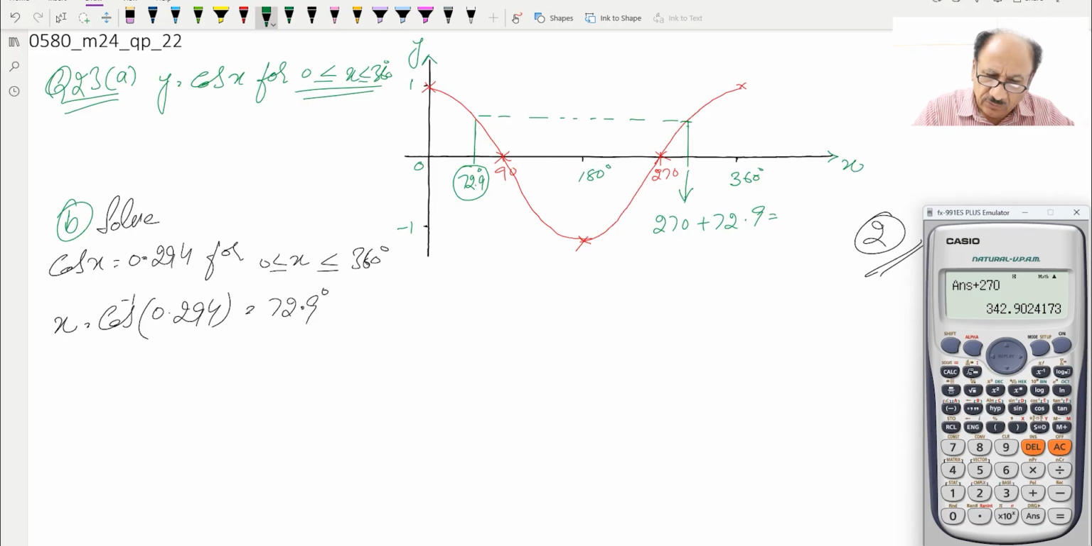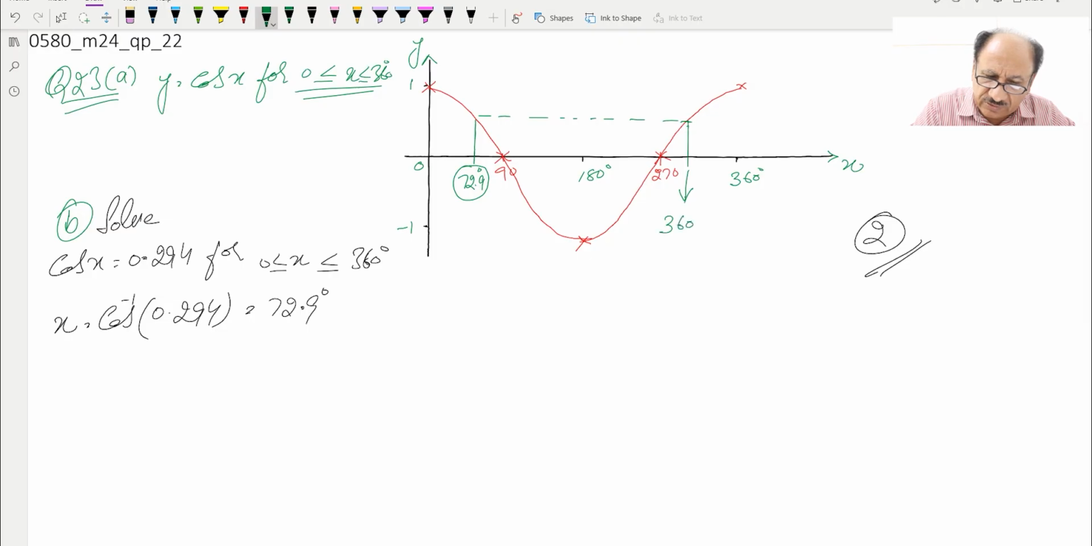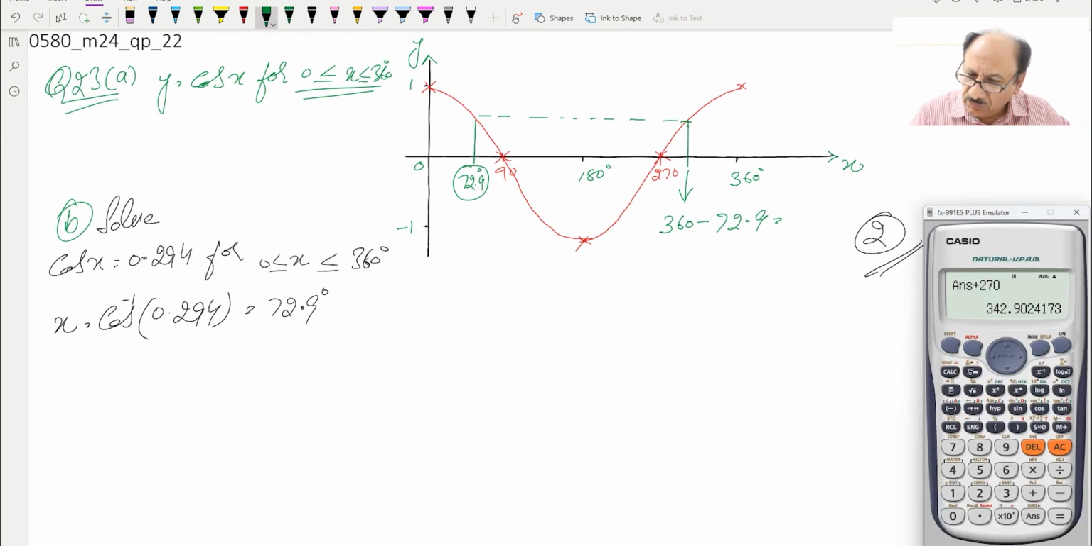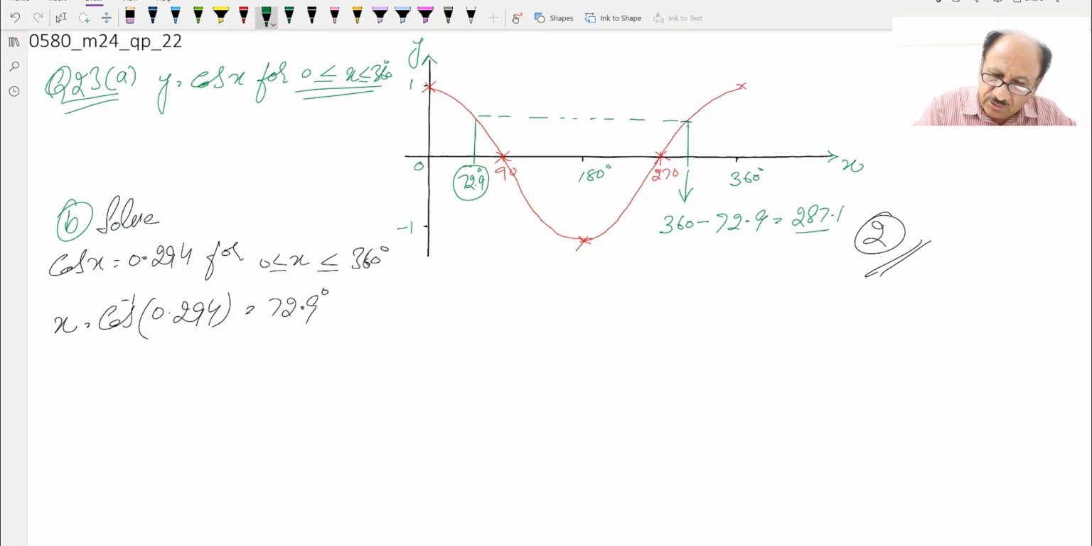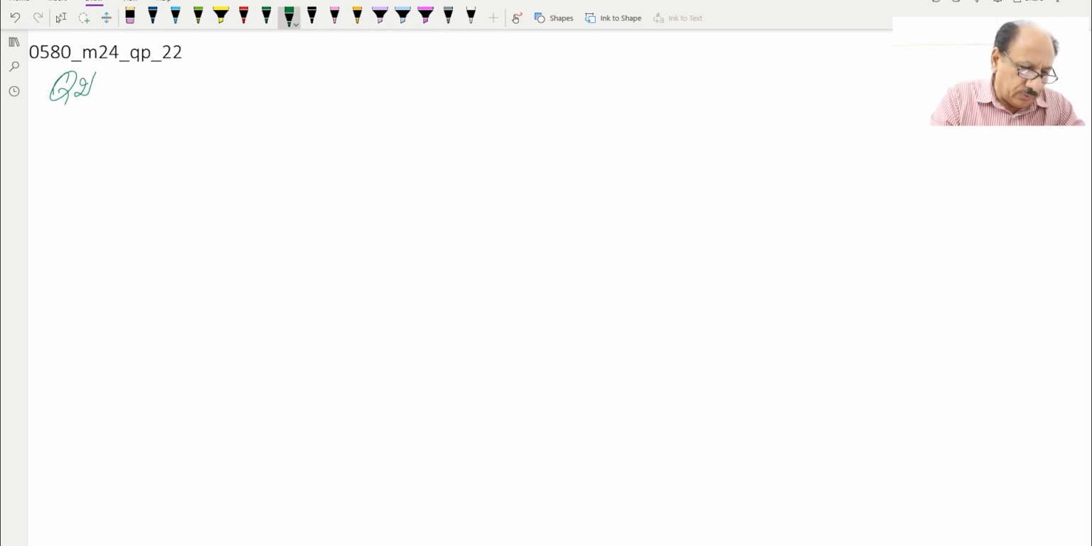So we can write this as 360 minus 72.9, which will give us the answer as 287.1 degrees. And so the second answer we can provide is 287.1 degrees, and these two will be our answers, and this part is also for 2 marks. Hopefully you understood this. Question 24 of the same paper, which I have mentioned over here on the top, and hopefully you are referring to the exam paper as well.